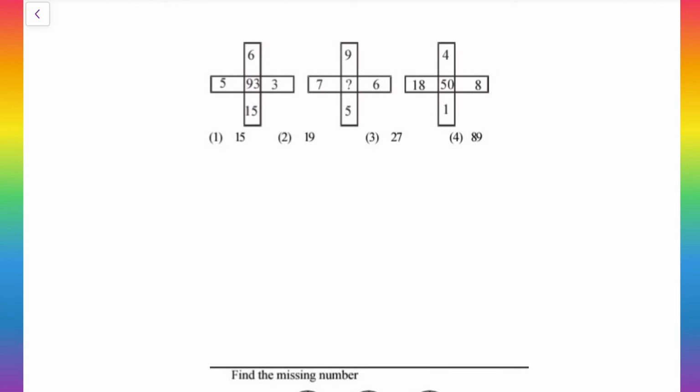Next, these two numbers I'll do and these two numbers I'll do. 5 into 15 is 75, plus 6 3s are 18, 75 plus 18, it is 93.